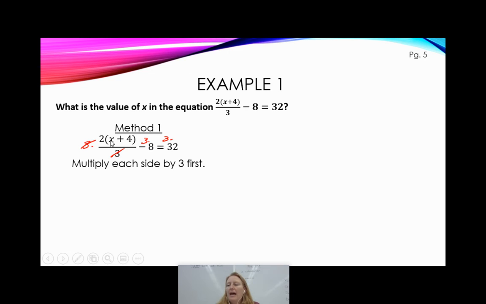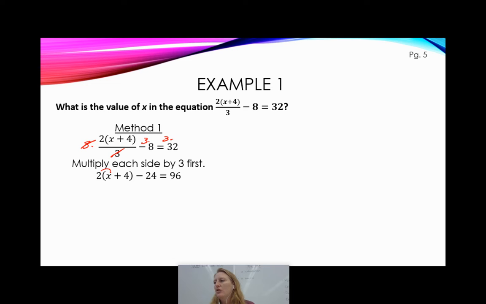I still have 2 times x plus 4, but now I have 3 times 8, which is 24, and 3 times 32, which is 96. And I did use a calculator. I won't deny I had a calculator handy for some of this stuff. And at this point, we can just solve it. Again, there are a lot of different ways to tackle this.